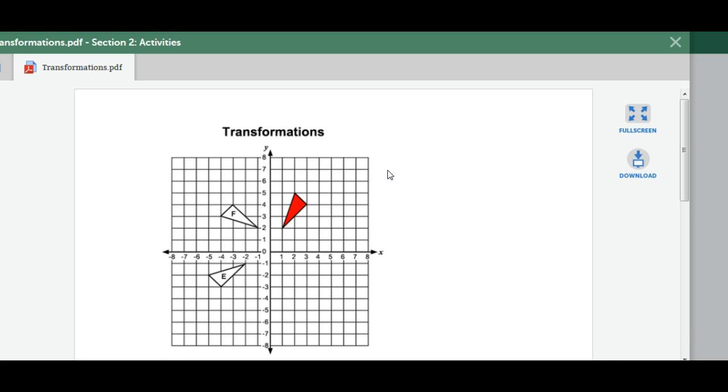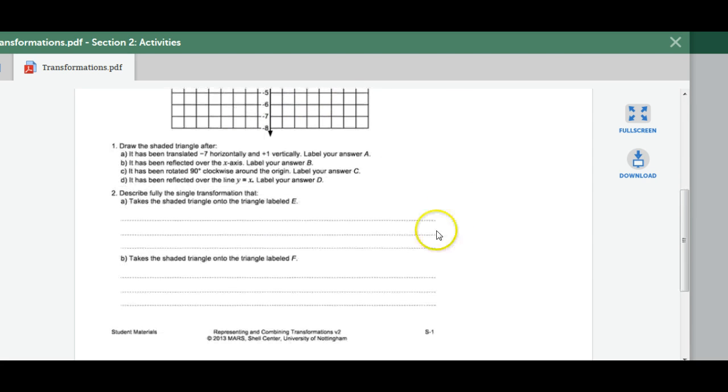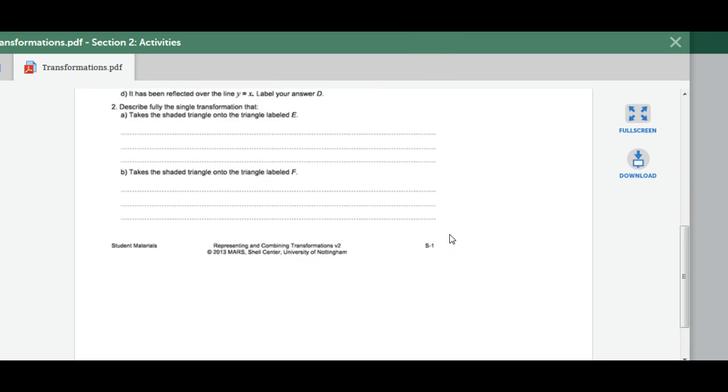The students will practice with a partner by completing this activity. They're given a small graph and 3 shapes on it, and they have to complete several different steps, which are translating, reflecting, and rotating those shapes on this coordinate system. They also have to do a little bit of explaining on what they did.